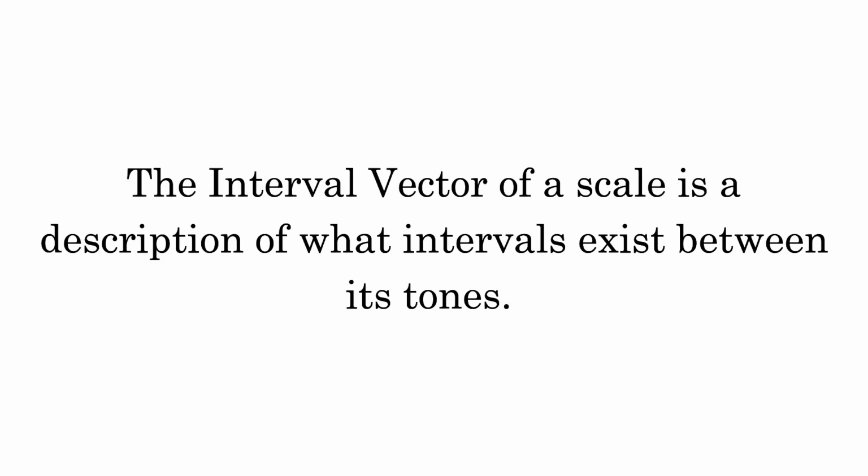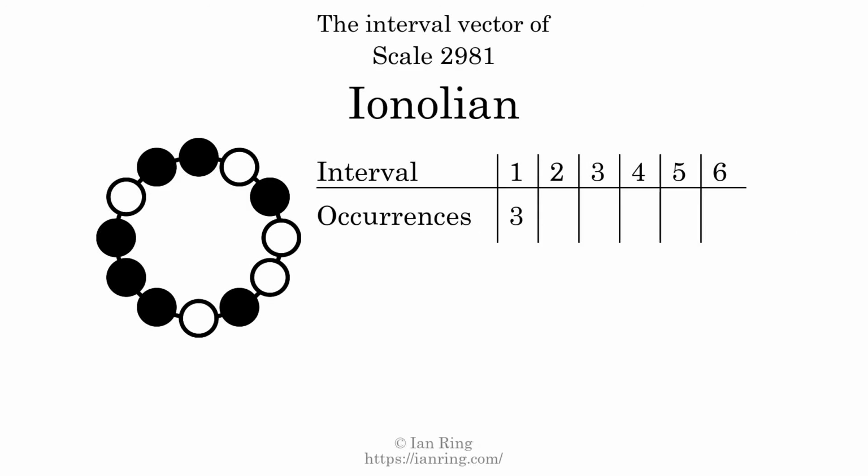The interval vector of a scale is a description of what intervals exist between its tones. There are 3 intervals with a size of 1 semitone. They are here, here, and here. There are 4 intervals with a size of 2 semitones. They are here, here, here, and here.